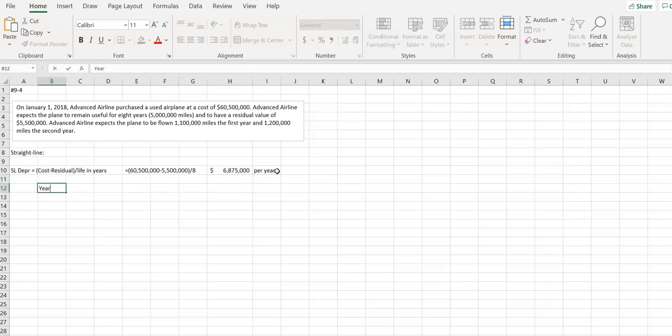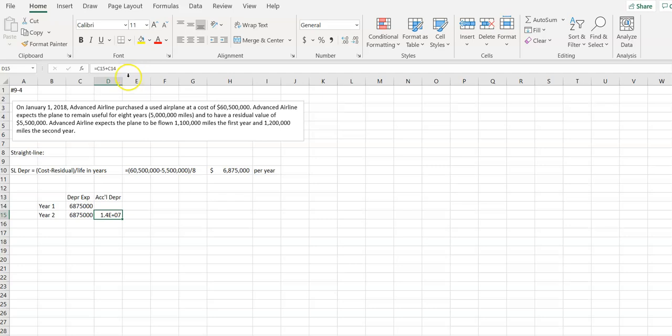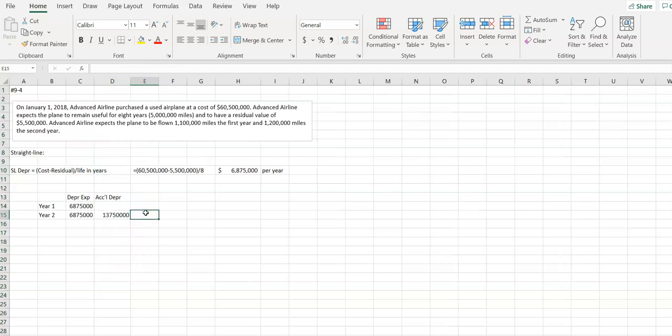So year one would be 6,875,000. Year two would be 6,875,000. This is our depreciation expense. I'm not doing the whole table for this one. I'm just getting the answer. This is our depreciation expense. And so our accumulated depreciation, at the end of year two, would be both of these added together. Okay, so that was straight line.